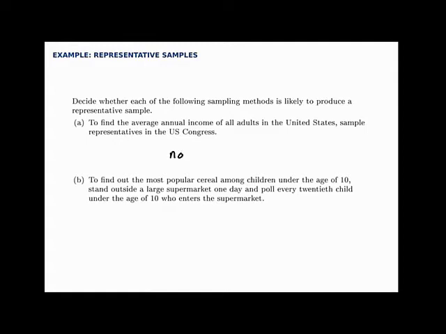The second example says to find out the most popular cereal among children under the age of 10, you could stand outside a large supermarket one day and poll every 20th child under the age of 10 who enters the supermarket. It's not clear that there's any bias in this one. This seems like a pretty good way to find an answer to this question. If you poll children coming into a supermarket of the right age group, you're likely to get a pretty representative sample for all children that do this.